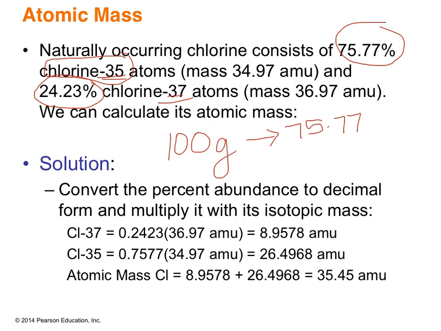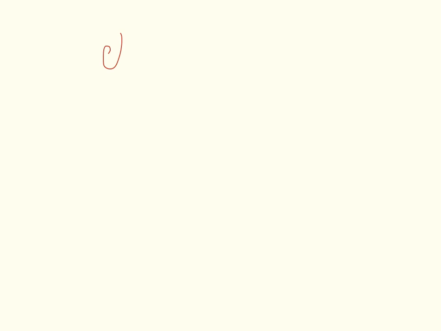What is chlorine 35? Chlorine 35 is the isotope that has a mass of 34.97 atomic mass units, and 24.23% of it is the chlorine 37 isotope. So naturally occurring chlorine has two isotopes. Chlorine 35, that is the name of the isotope, and the other isotope is chlorine 37.